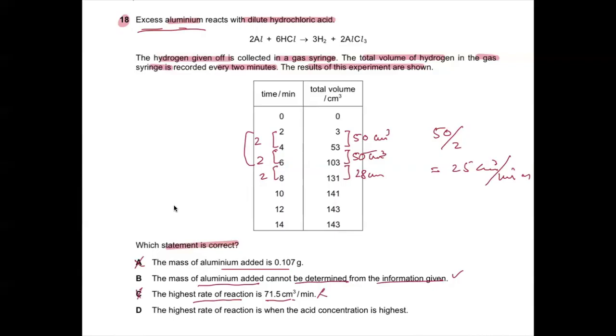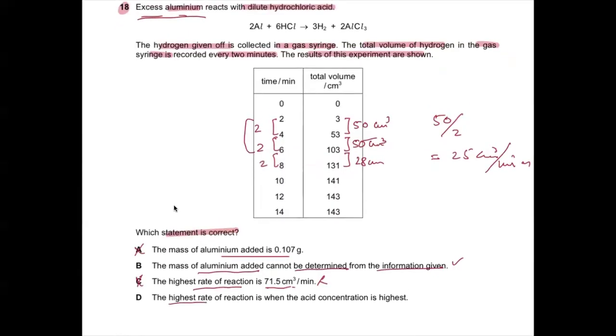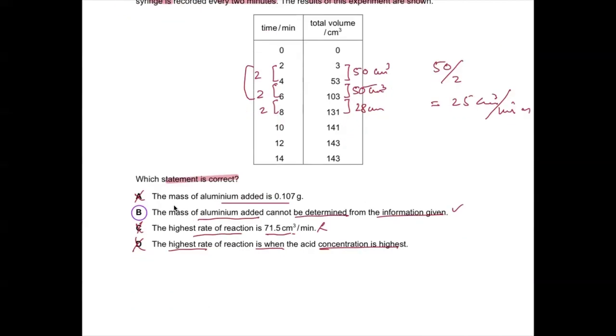So C goes wrong. Then, the highest rate of reaction is when the acid concentration is the highest. So acid concentration is highest over here, right? Or actually, the acid concentration remains constant. It doesn't change, so D goes wrong as well. So the correct answer over here is B. Is this clear? How much aluminium is added, because it's in excess, we can't calculate how much aluminium is actually added, right? Okay.